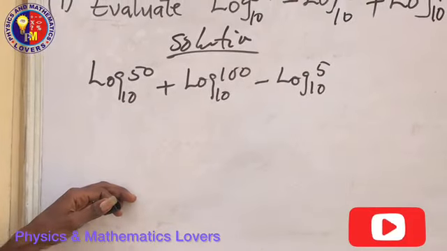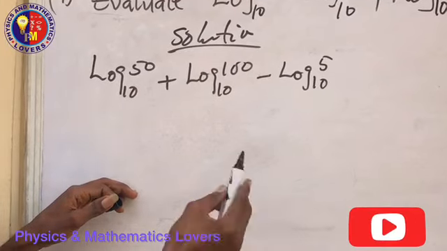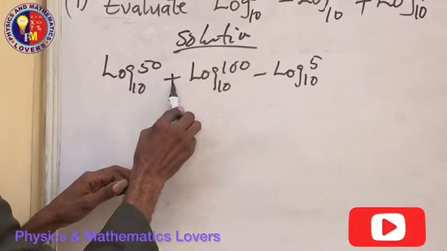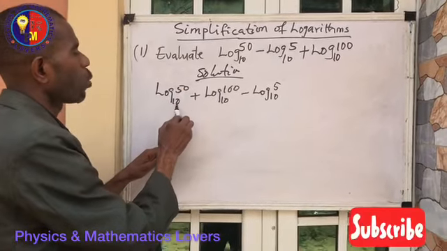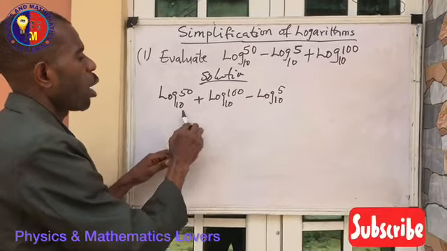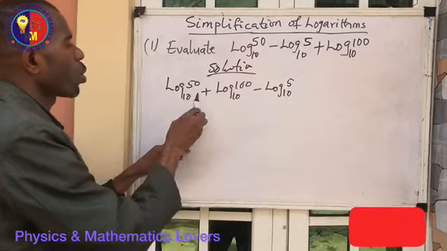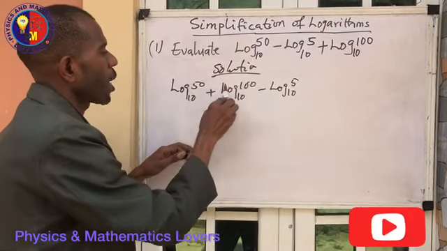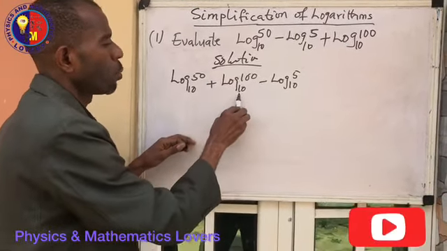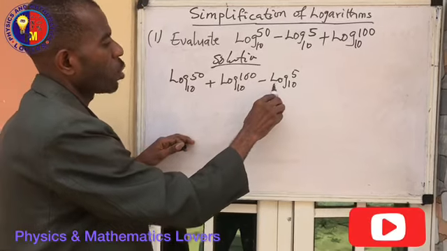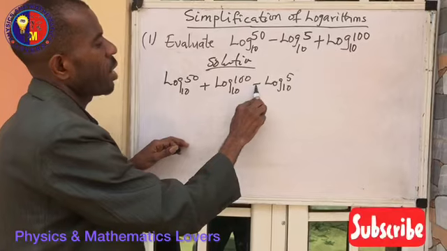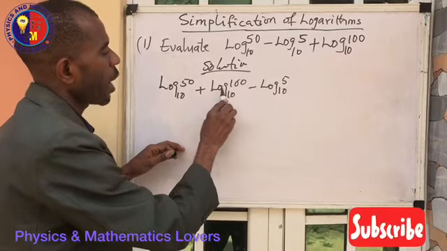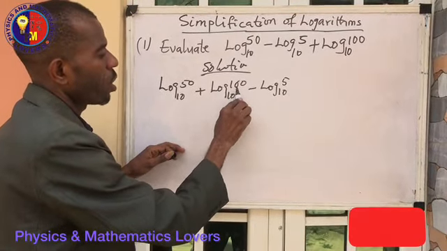You remember our addition law. It says that when we have the log of different numbers and of the same base, we take the two numbers, multiply them together, then we take the common base. So that will now apply to this one also. This one is subtraction. Subtraction says that we are going to divide.